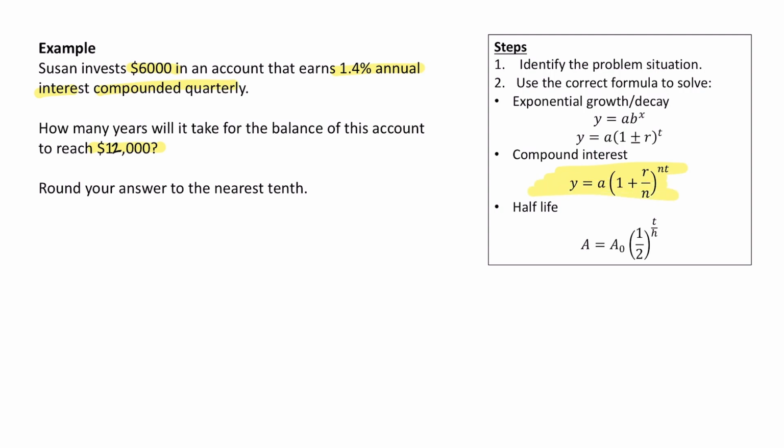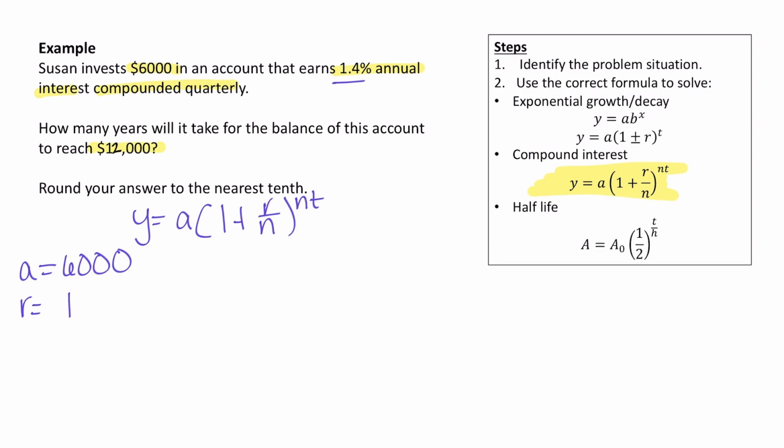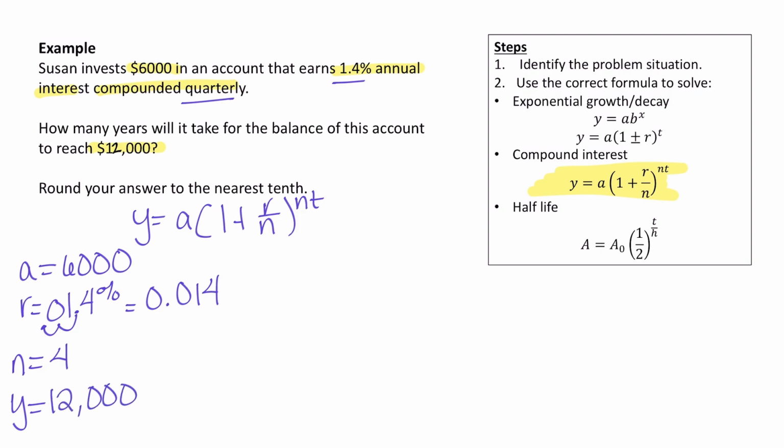And so let's go ahead and see what we are given in this problem that we can plug into this formula. So we have A, which is the initial amount, so that's $6,000. We have R, which is the rate, right? So that tells us 1.4%, which we can convert to a decimal. That is going to be 0.014. And then N is the number of times it's compounded. So compounded quarterly means 4 times. And then the final value in the account that we're talking about is $12,000. So Y is going to equal 12,000.